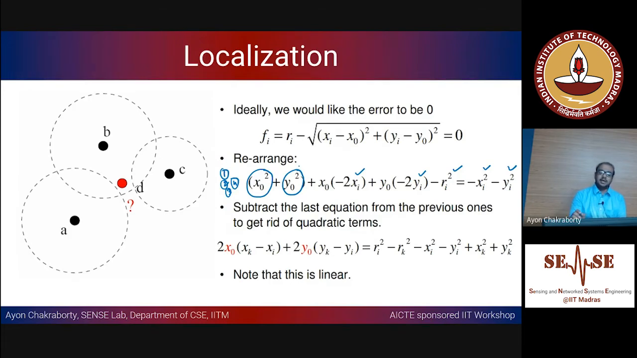Note that this is a linear equation in terms of x naught and y naught, and this entire part on the right hand side, let it look very cryptic, right? But this is known, this is just a number.